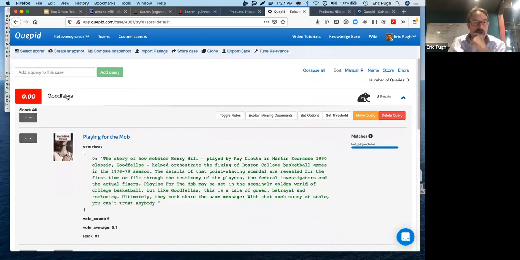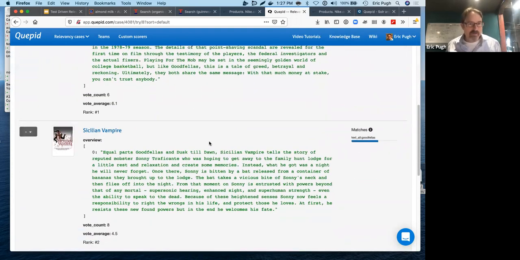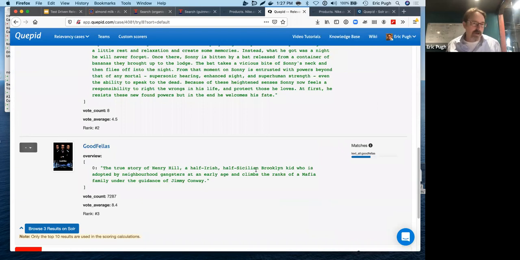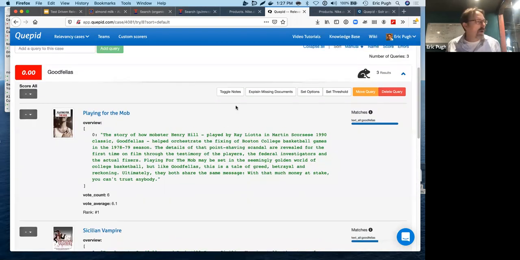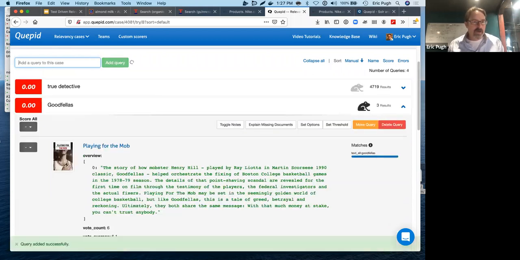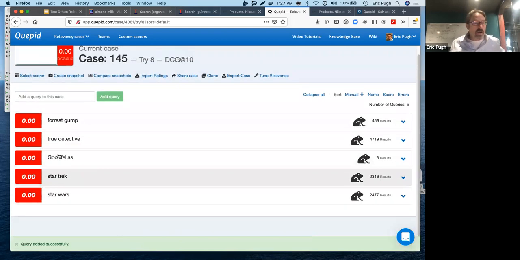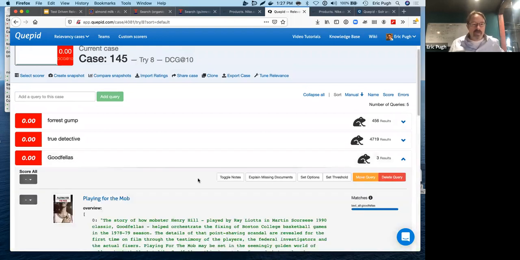All right. So for a search like Goodfellas, we have 3 movies being returned: Playing for the Mob, Sicilian Vampire, and Goodfellas. So let's go ahead and do, great, I'll throw those in. We also have True Detective and Forrest Gump. All right, terrific. So that's our set of queries that we're going to use. Now we need to go ahead and measure.